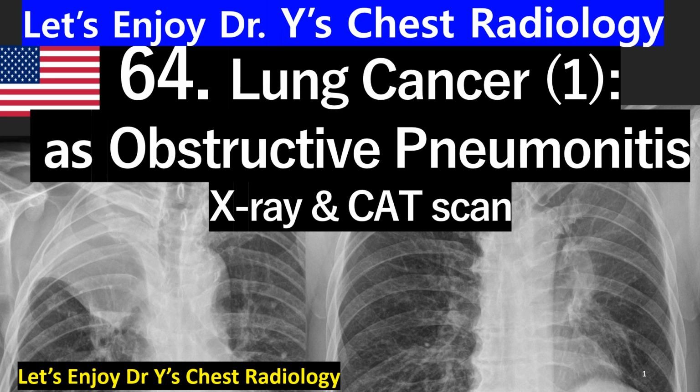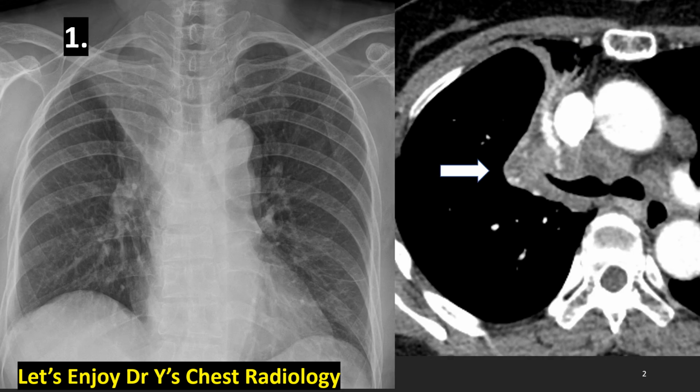Chapter 64, Lung Cancer as an Obstructive Pneumonitis on chest x-ray and CAT scan. Let's go! Today we're gonna focus on the radiographic findings, chest x-ray findings of obstructive pneumonitis due to lung cancer, and they will be confirmed by contrast-enhanced CT, coronal and axial settings, and also with PET-CT images. Let's focus on the frontal chest radiograph.